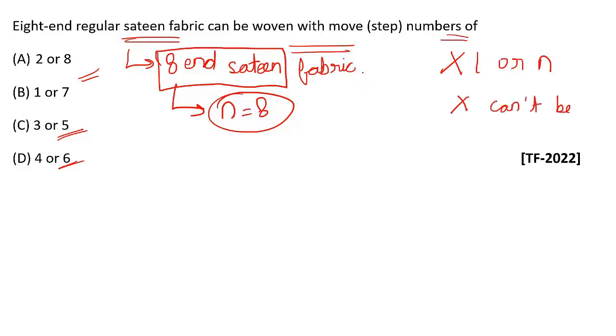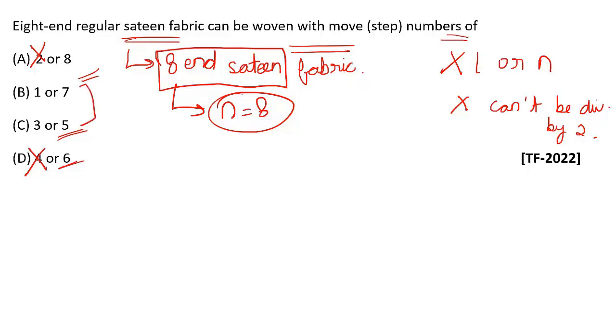Can't be divisible by 2. So option 2 cannot be, and option 8 is also wrong. Option 4 cannot be. So now there are two options left, B and C.